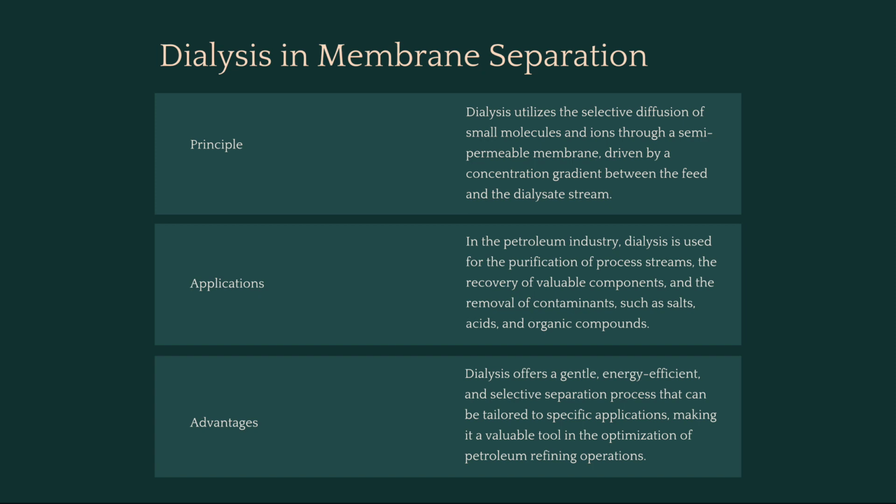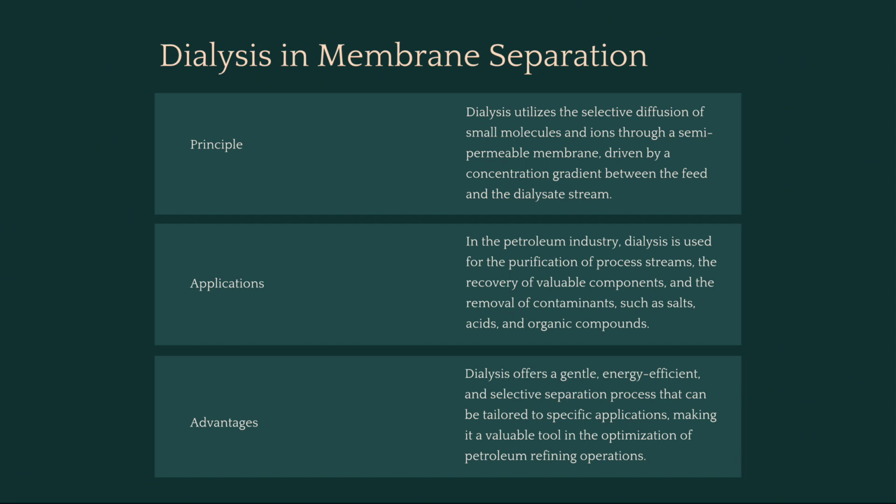And lastly are the advantages of dialysis and membrane separation. Dialysis as a membrane separation process offers several significant advantages in petroleum refining operations. Its gentle nature ensures that sensitive compounds are not degraded, maintaining the integrity and quality of separated products. The process is energy efficient, which helps in reducing operational costs and the environmental footprint of refining activities.